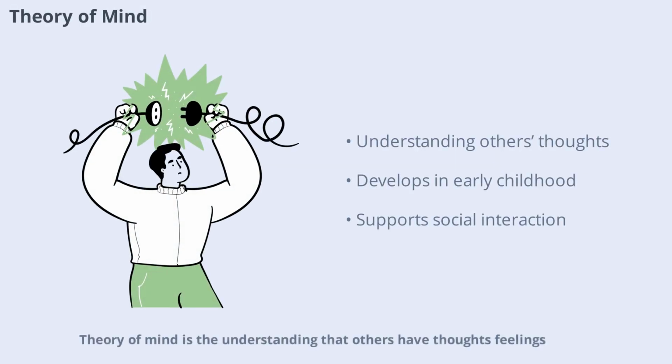Theory of mind is the understanding that others have thoughts, feelings, and perspectives different from our own. This ability develops gradually during early childhood and is essential for social interaction and empathy. Children who develop a strong theory of mind can better navigate social situations and build meaningful relationships.